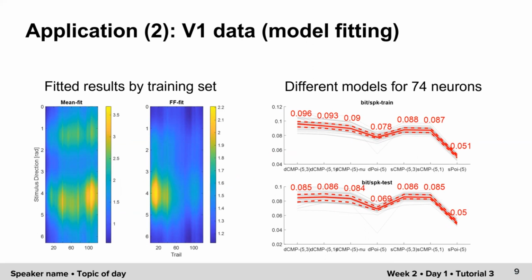But this is just one neuron. We further fit several different models for 74 neurons and compare their performance in terms of log2 likelihoods per spike in training and test data sets. Basically, you can see using the Poisson model, no matter if it's static or dynamic, the performance is worse than the others. That means considering the dispersion is very important. Moreover, using the dynamic CMP allows us to extract more information from neural activities, especially in terms of the dispersion pattern.